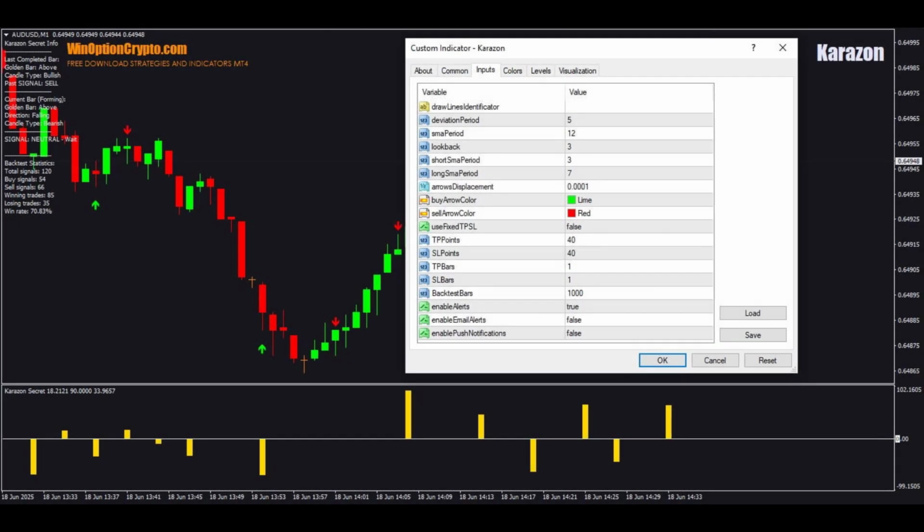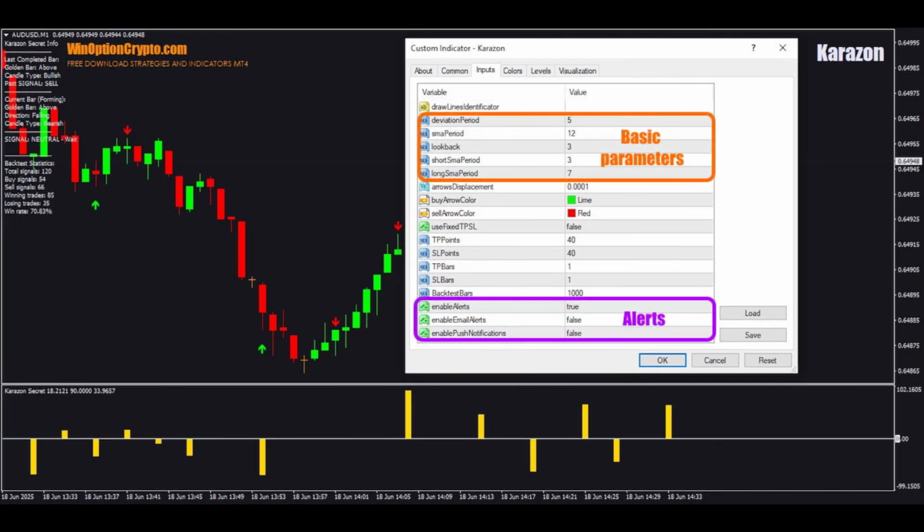Now, a little about the settings of the trading system itself. All settings of the main indicator can be divided into two sections: main parameters and alerts. In the main parameters block, the calculation periods of 3 moving averages are set: SMA, short SMA, and long SMA, as well as the value of the deviation period parameter. These indicators play a key role and directly affect the effectiveness of the strategy. We recommend experimenting and selecting individual settings for each asset and time frame.